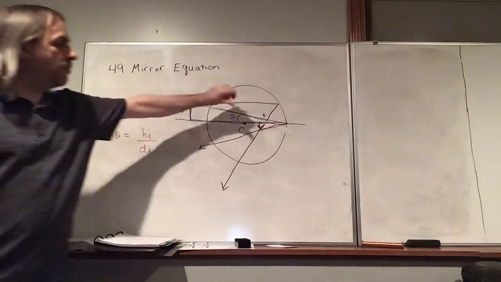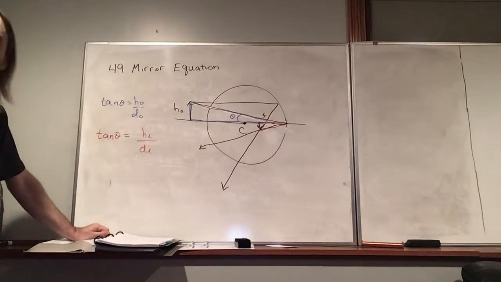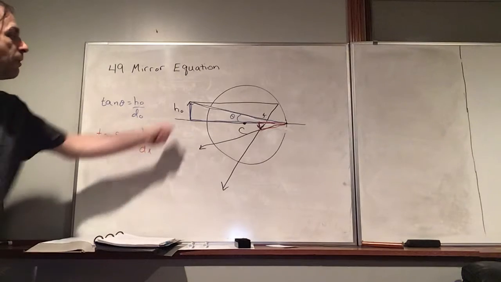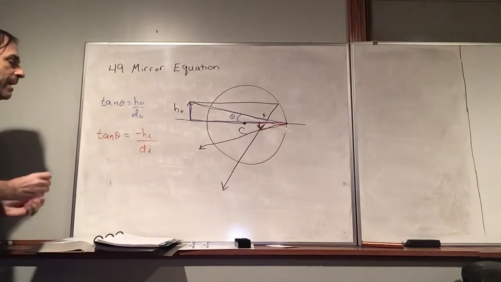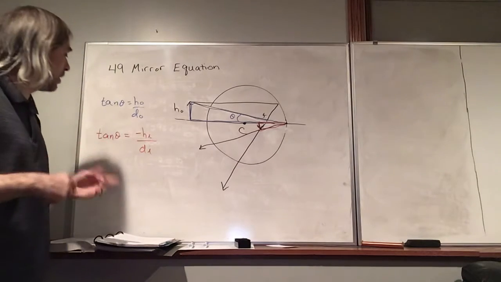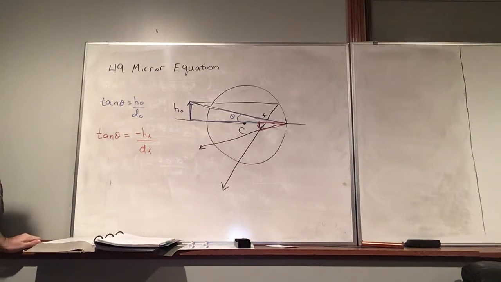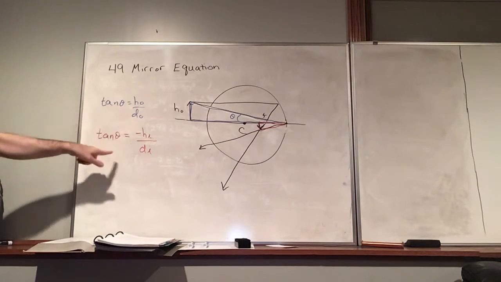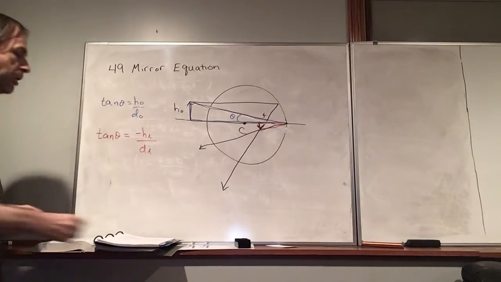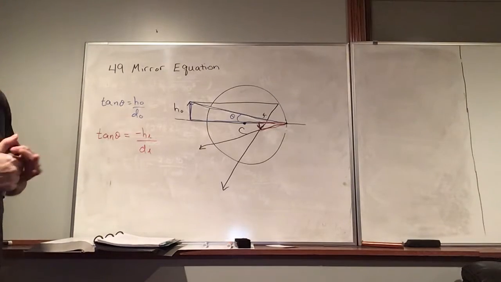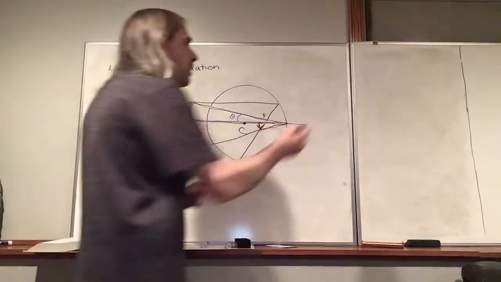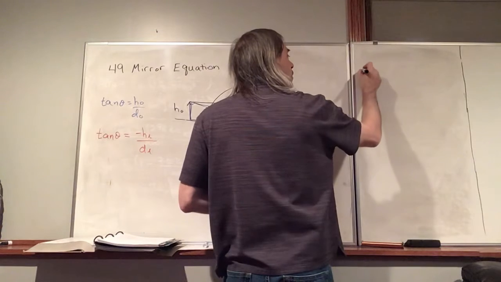However, we want to take into effect that this arrow is upside down. The image is inverted with respect to the object. So we're going to define HI in that case to be negative. So we have to write it like this. So tangent of theta is HO over DO. It's also minus HI over DI. Now there's one more thing I'm going to define. I'll do it over here where we collect our formulas.